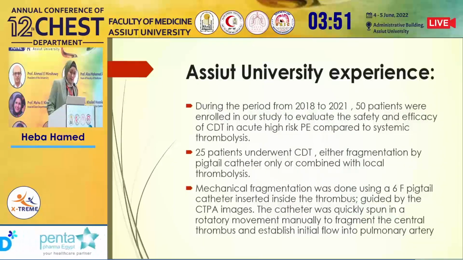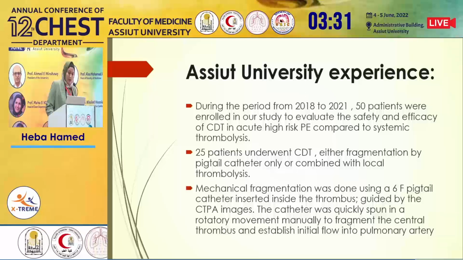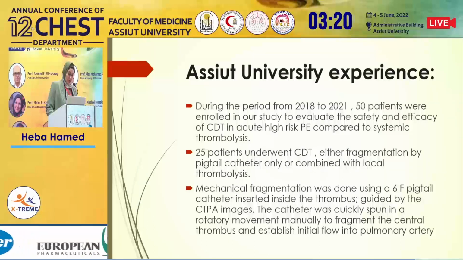Assiut University experience. During the period from 2018 to 2021, 50 patients were enrolled in our study to evaluate the safety and efficacy of catheter-directed therapy in acute high-risk PE compared to systemic thrombolysis. This study was supervised by Dr. Amani Omar, Dr. Yusuf Ahmed, Dr. Abdelazim Abul Fadl, and Dr. Ayman Khairi. 25 patients underwent catheter-directed therapy, either fragmentation by pigtail catheter only or combined with local thrombolysis.